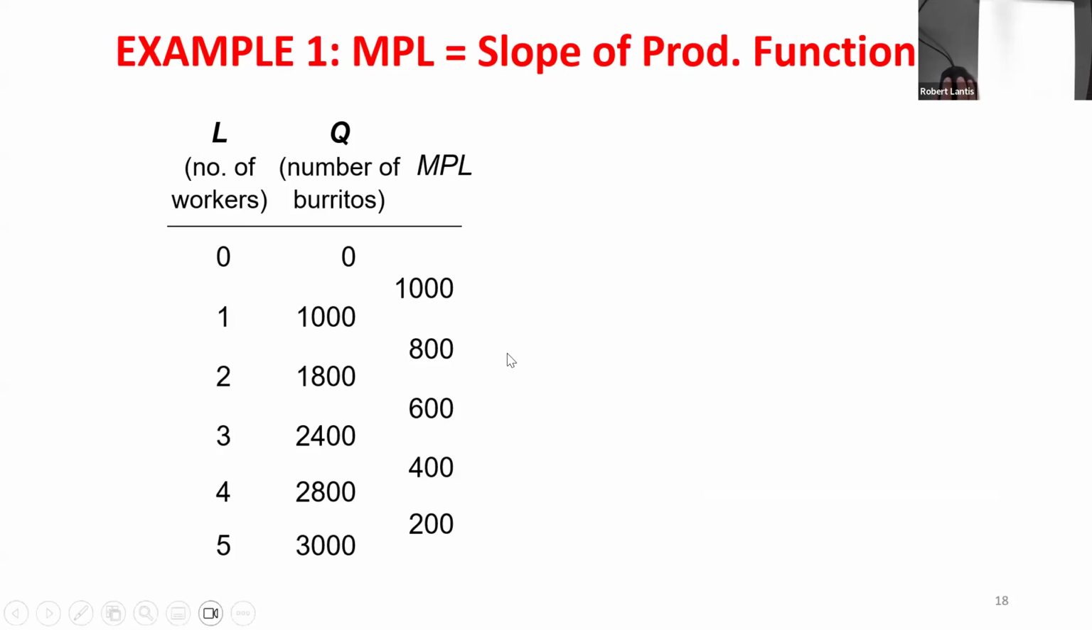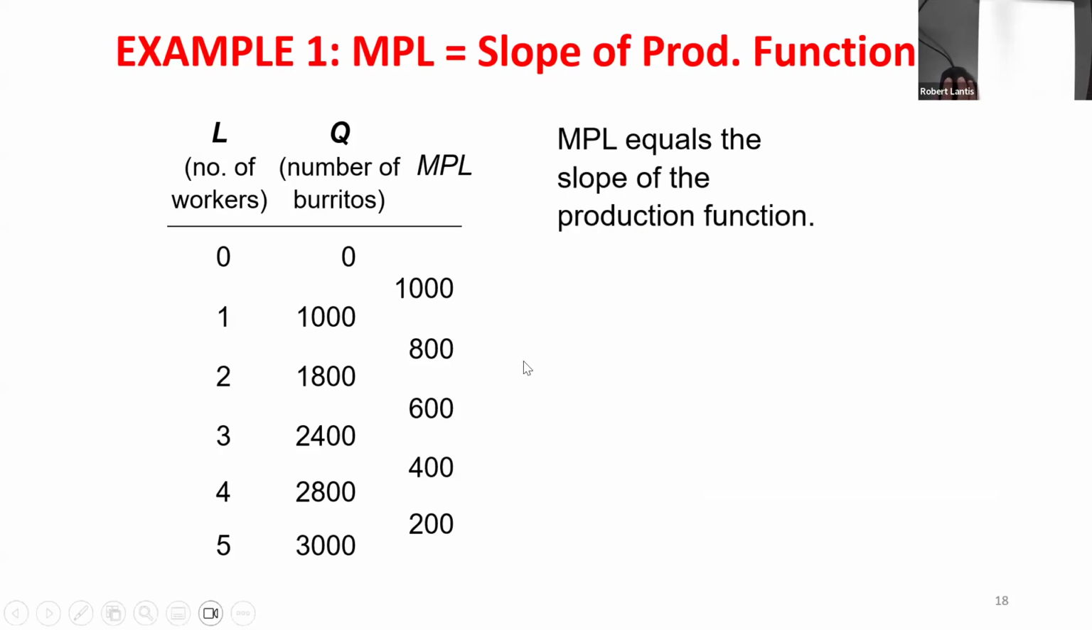So with this idea in mind, I've kind of already mentioned this, but we can see that this marginal productivity of labor that we were calculating with this Chipotle example is decreasing, right? So it's diminishing. Right?